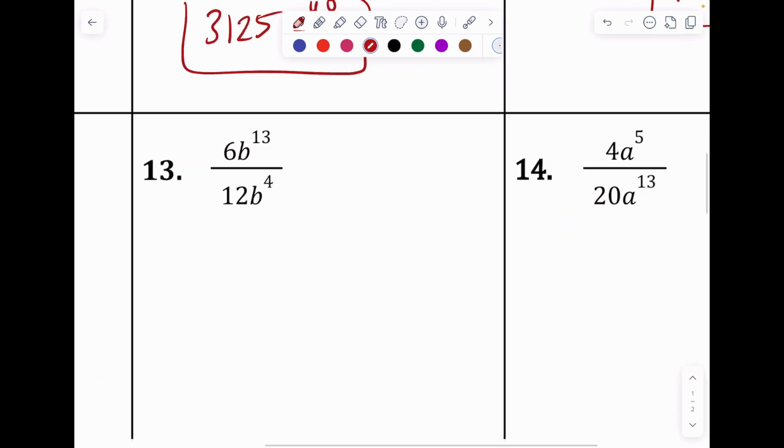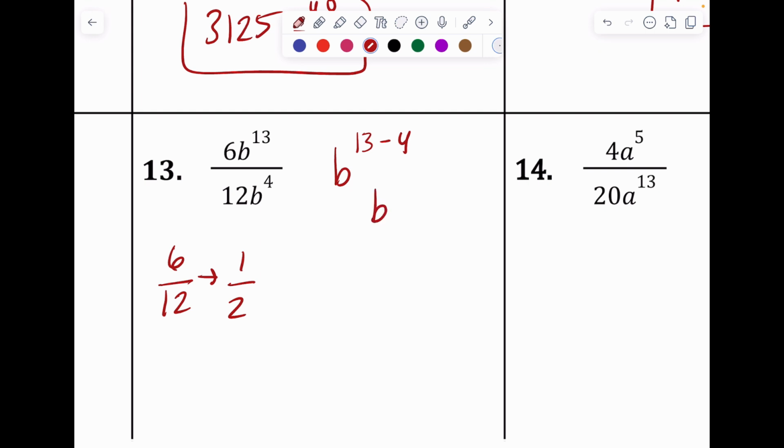And number 13, okay, so what I want to do here is simplify my fraction, so 6 over 12 simplifies to 1 over 2. And then I want to look at my exponents, b to the power of 13 divided by b to the power of 4, which is my quotient property, where I just subtract my exponents. 13 minus 4 is 9, so I'm left with b to the 9th power. But then you have to think about, is it on top or is it on bottom? If you struggle to remember this, just think about who has more b's. The top is saying I have 13 b's, the bottom is saying I have 4 b's, so it would stay on top.